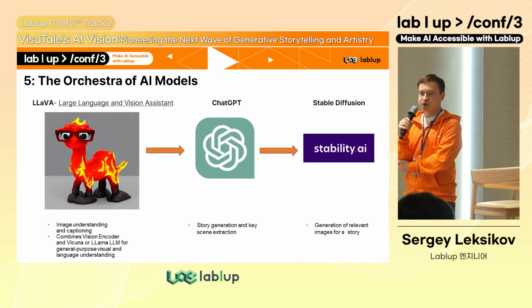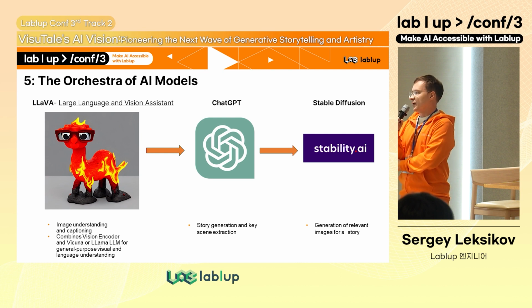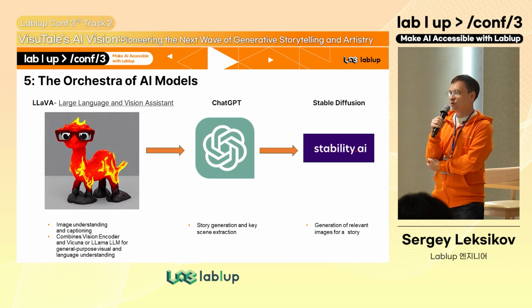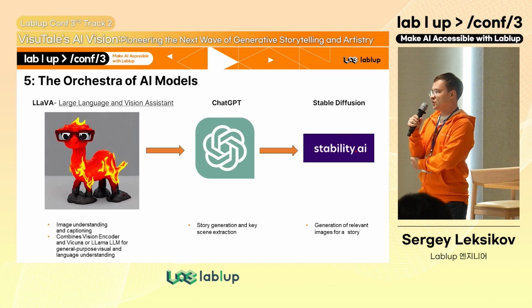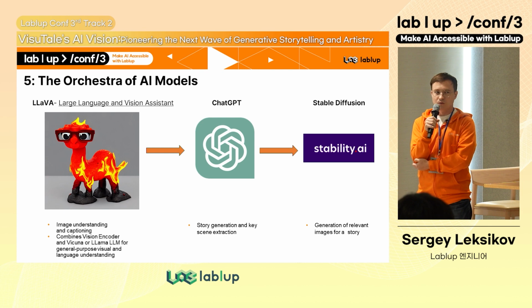Lava has a vision encoder, and it is based on language models such as Vicuna or Llama LLM, which can do describing what they see on those images and do some form of reasoning.